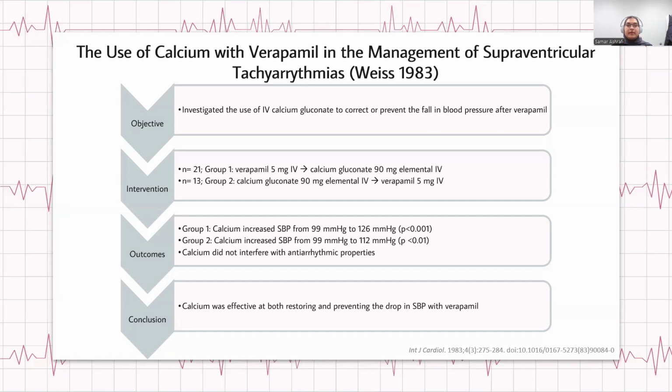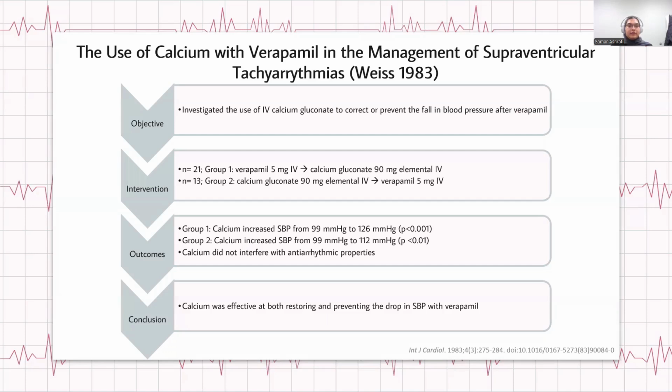And you can see that the dosing of calcium was 90 milligrams elemental, which is important to note because some studies that came after this did have some misinterpretations of the exact milligram amount that was used, because it was not clearly defined if it was 90 milligrams of calcium gluconate or 90 milligrams of elemental calcium. And that can lead to a little bit of confusion when you're designing this trial.